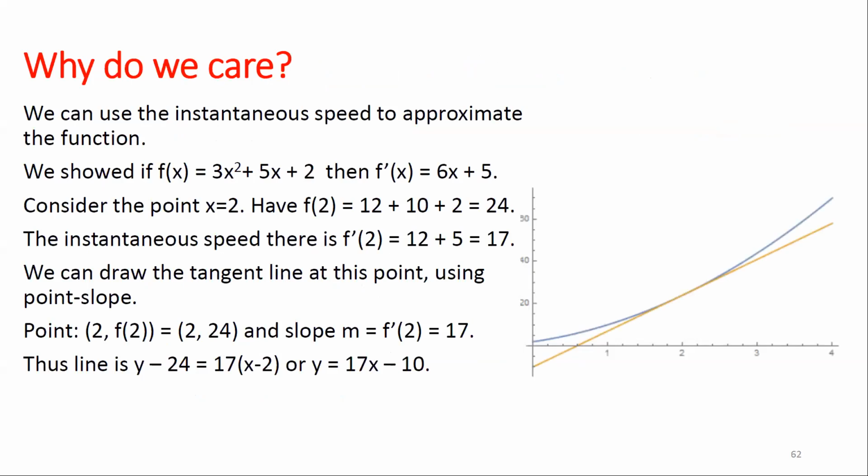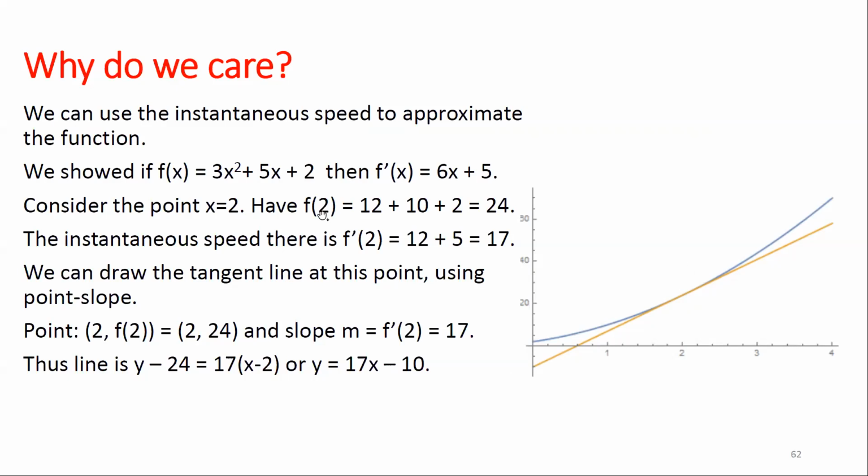And so why do we care about all this? The reason is we can use the instantaneous speed to approximate the function. So if you take a complicated function, what we can do is the point slope method. We have a point on the curve, we have the slope, the instantaneous speed, and we draw the straight line that goes through the curve at that point with that instantaneous speed. And that should be a really good approximation to the function.